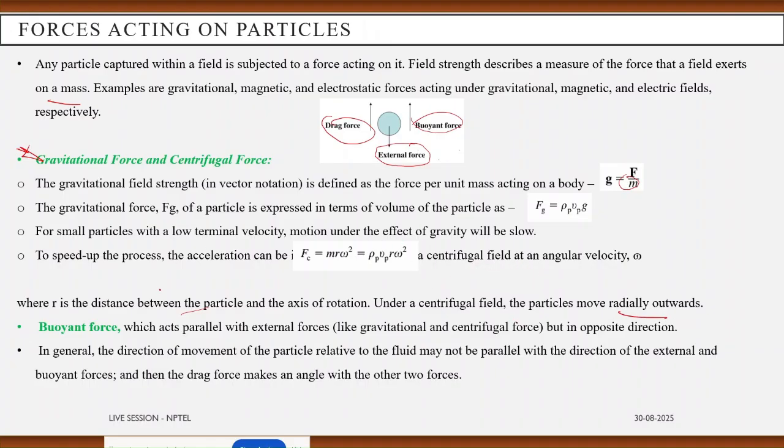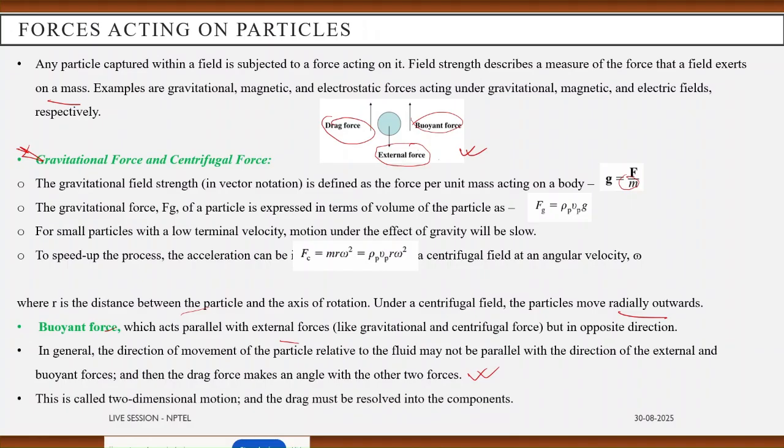When we are talking about the buoyant force, it acts parallel to the external forces but in the opposite direction, as you can see in this picture. In general, the direction of movement of the particle, which is always relative to the fluid, may not be parallel with the direction of the external force or buoyant force, and then the drag force makes an angle with the other two forces. We can also see this kind of real life example.